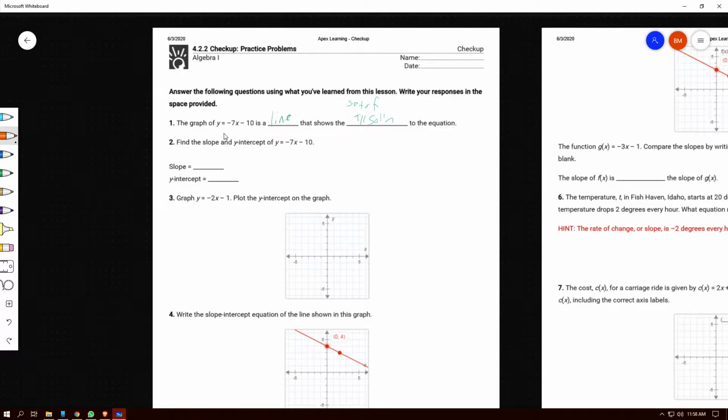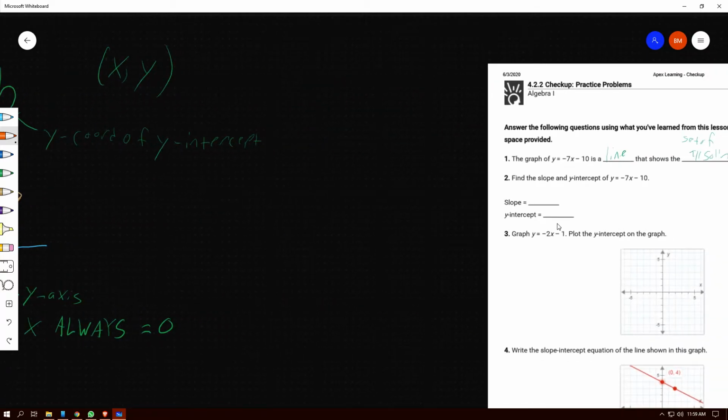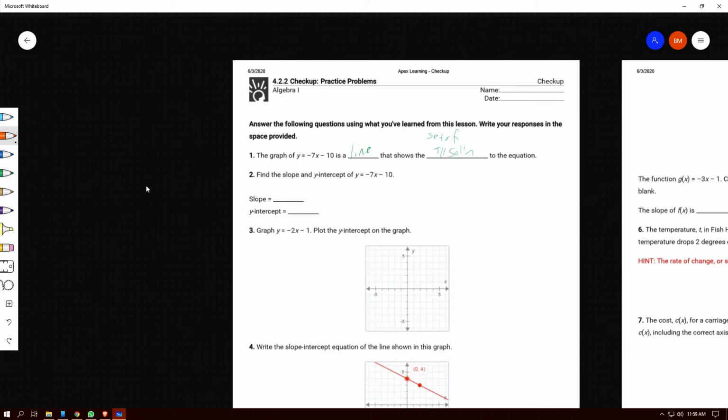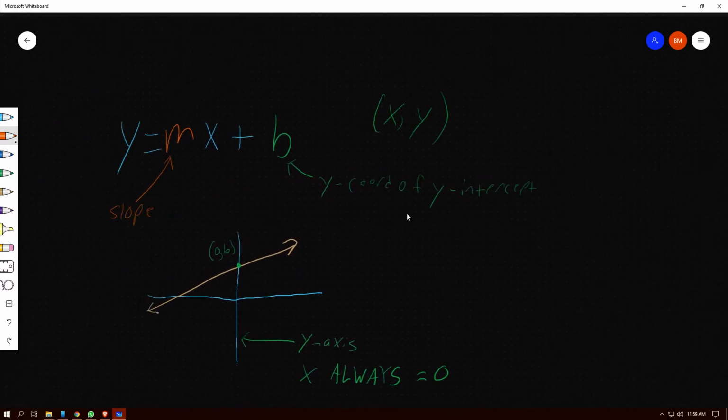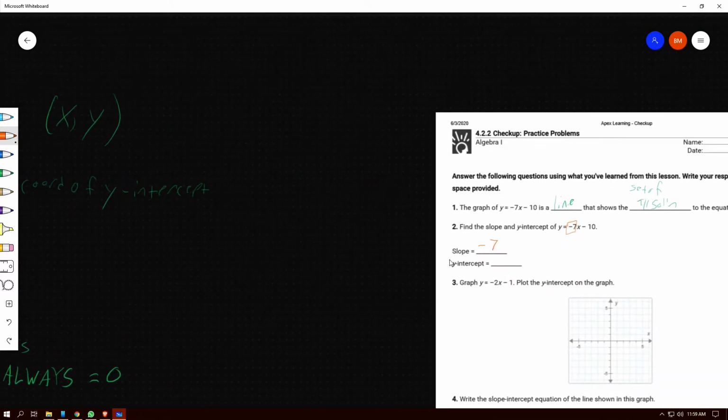Now, what is each piece? If we go back, the slope was the coefficient of the x. It's m times x. Whatever number is in front of the x is your slope. So this negative 7 is right there in front of the x. Well, that's my slope. And then the b, the y-intercept, was by itself, so it's plus b. If this was negative, we would have to take the negative with it.